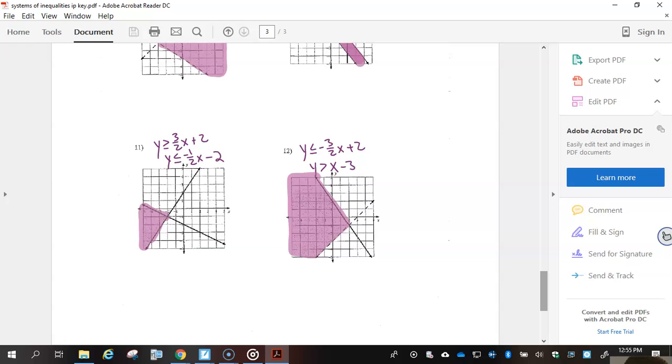For 12, your two inequalities would be y is less than or equal to negative 3 over 2x plus 2, and y is greater than x minus 3. What would be a solution for that one? Go ahead, Joyce. -1, -3 would be right inside. Okay.